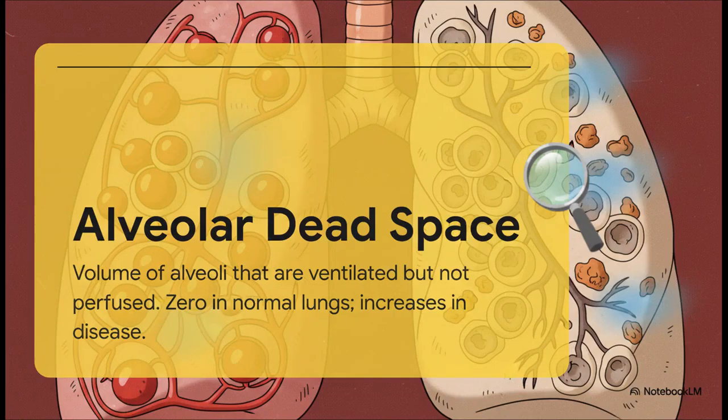Then we've got alveolar dead space, and this is different. This is air that actually makes it to the alveoli, to the final destination. But for whatever reason, those particular air sacs don't have any blood flowing past them. In a super healthy person, this number should be practically zero. But when things go wrong medically, this is where a ton of that inefficiency we're talking about comes from.